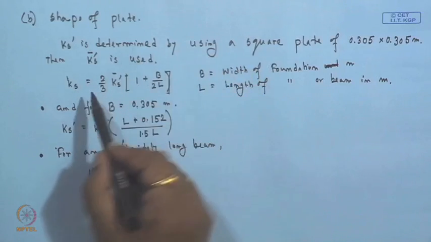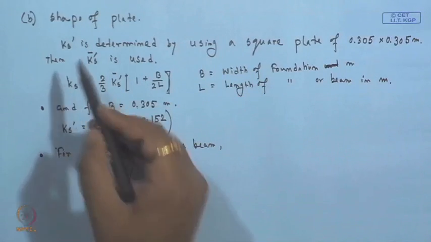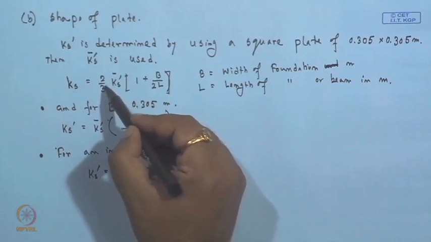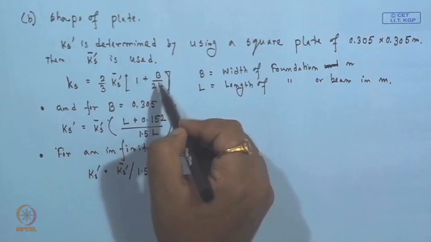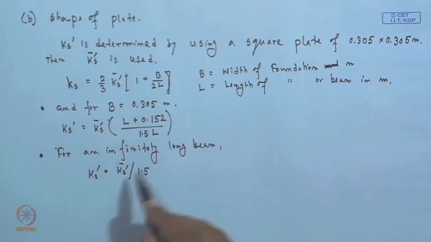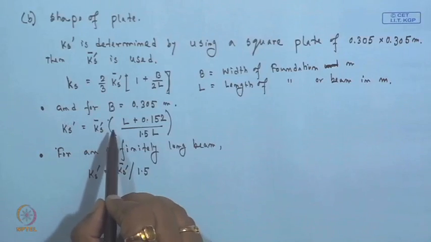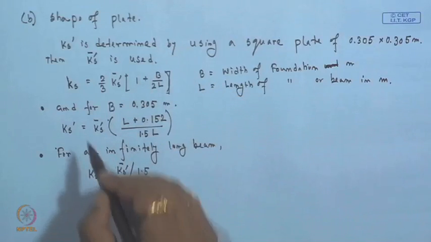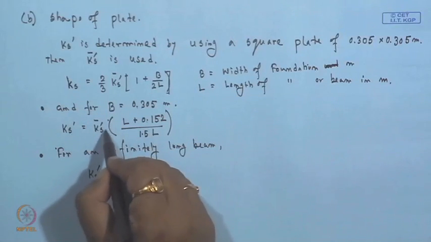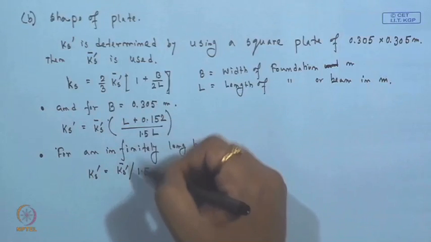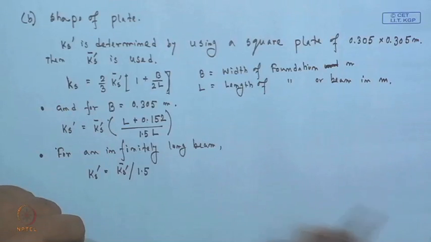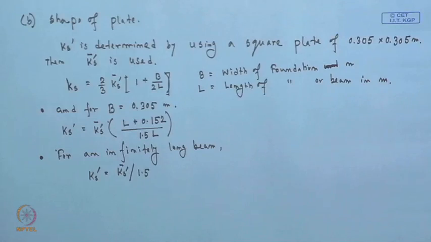And thus K S for the actual footing is determined by 2/3 K S dash into (1 plus B by 2L). So, first we will determine this K S dash bar. If it is determined by using this plate, then that value we can use to determine this K S. And K S and K S dash are also correlated by these two conditions, finite beam and infinite beam. Next is the embedded depth of the plate.